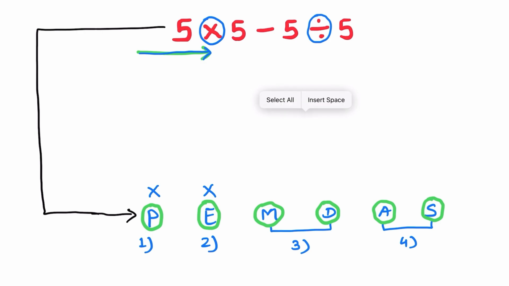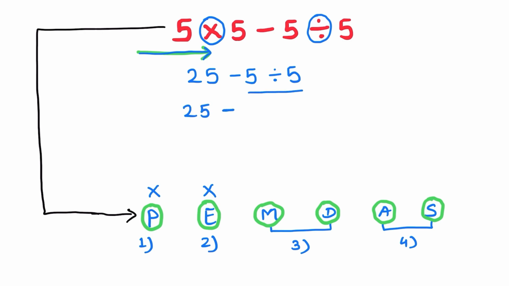So 5 multiplied by 5, that is 25, minus 5 divided by 5. Now the priority is to solve division first. So 25 minus 5 divided by 5, that is 1. So we got our answer 24.